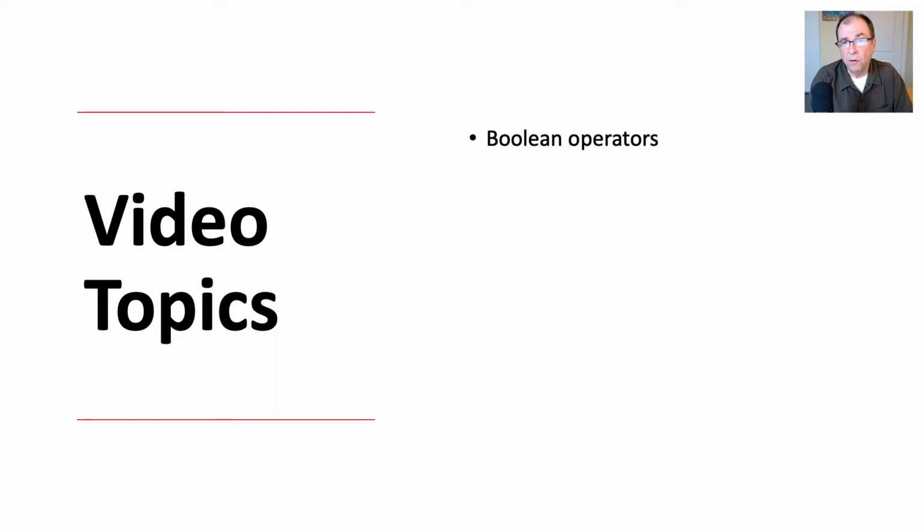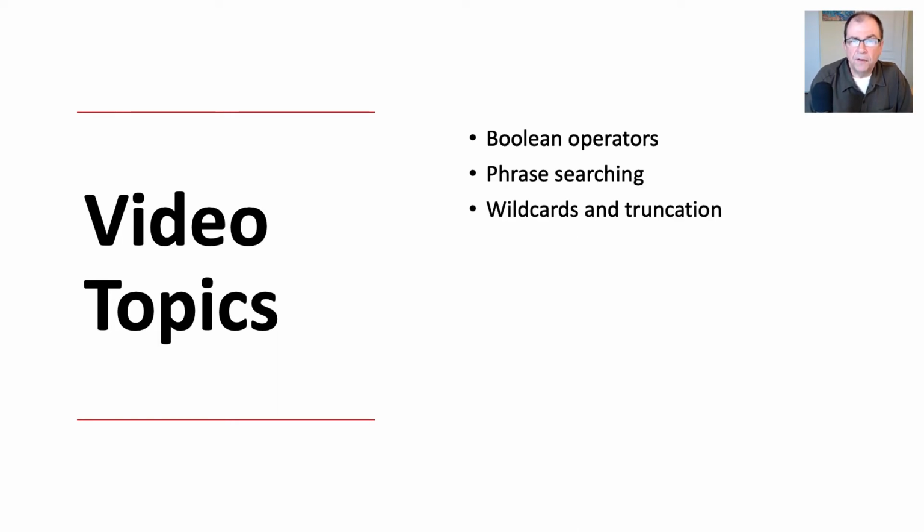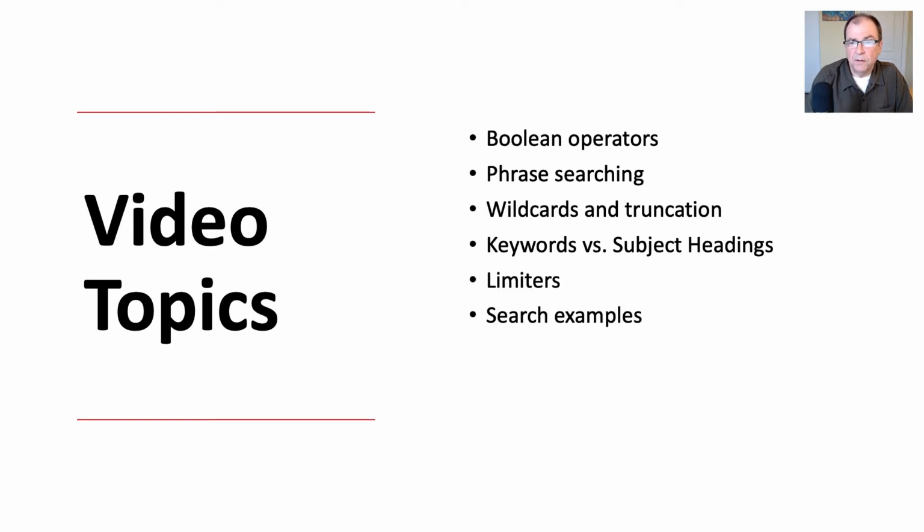So I'm going to start by talking about Boolean operators, then get into phrase searching, wildcards and truncation, keywords versus subject headings in databases, how you can limit your results. I'll get into a few search examples using a couple of our research databases that you may or may not be familiar with. I'd like to mention one important thing about Omni that you should know, and then talk very briefly about how you can get further help for each particular database.